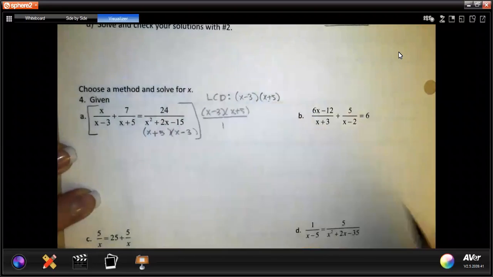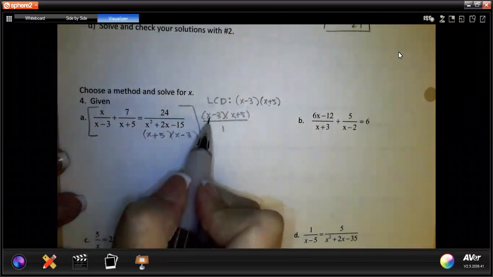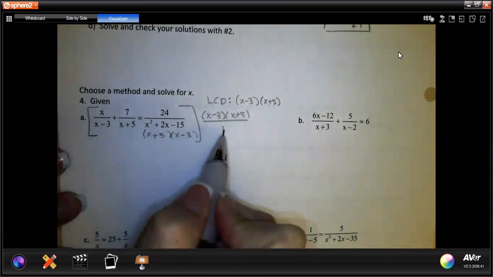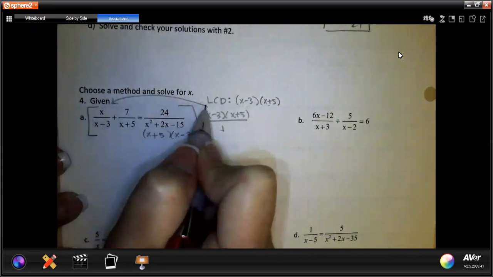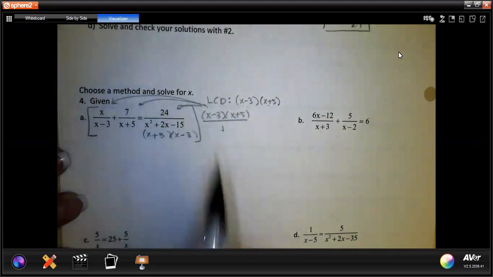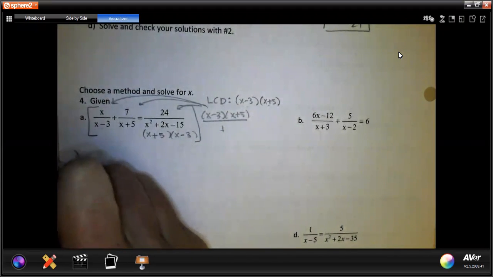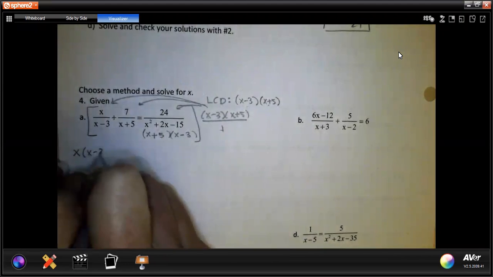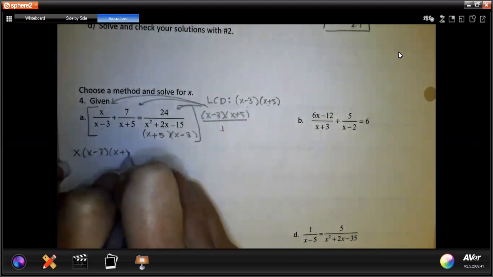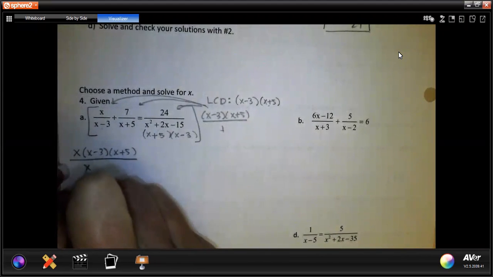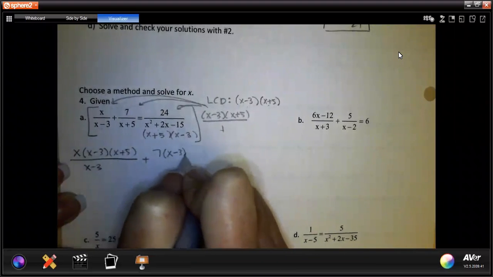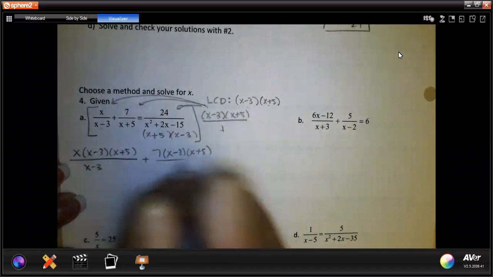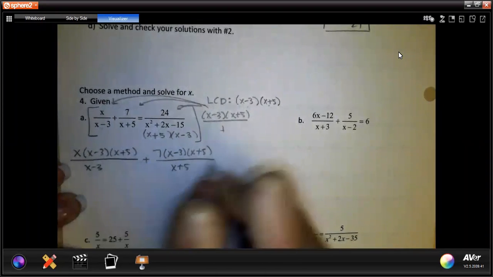And again, that's over 1. When you multiply, you're multiplying the numerator times the numerator, the denominator times the denominator. And we are going to distribute this all the way through. So that's x times (x minus 3)(x plus 5), over x minus 3. So multiplying each one of these.